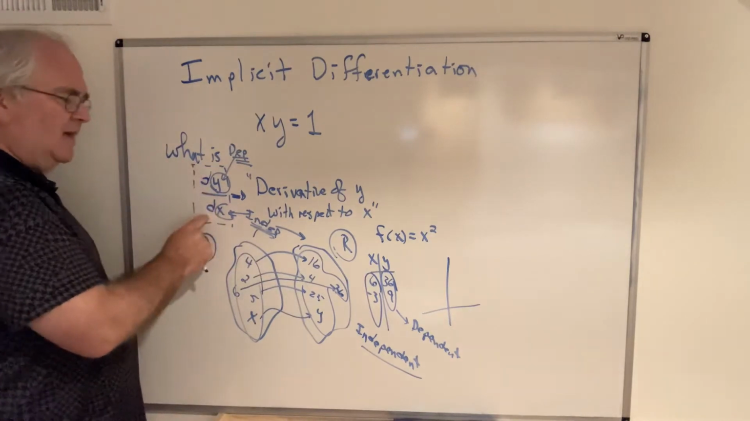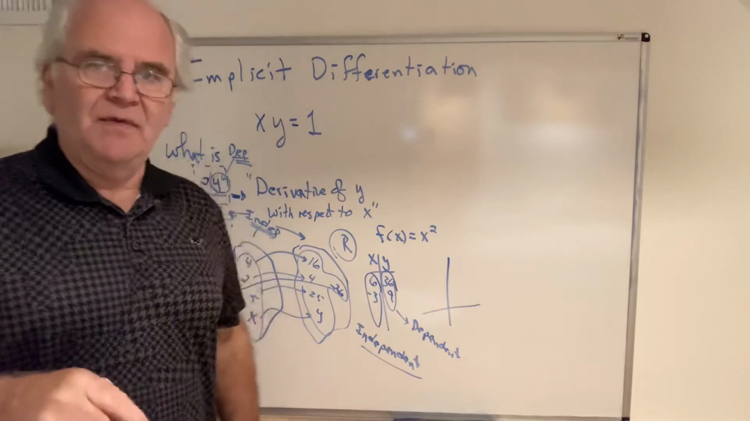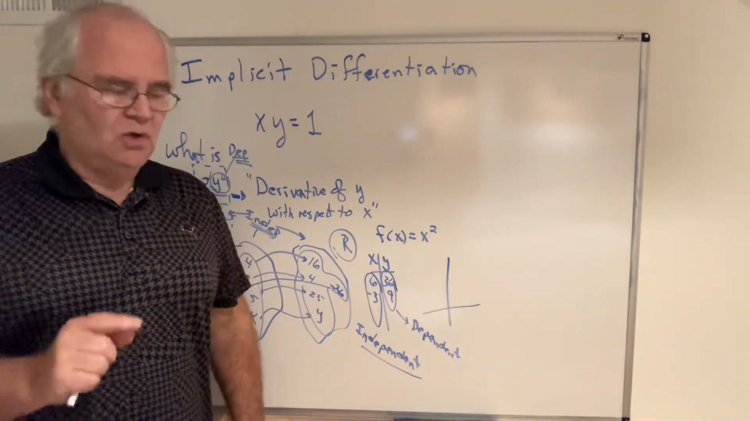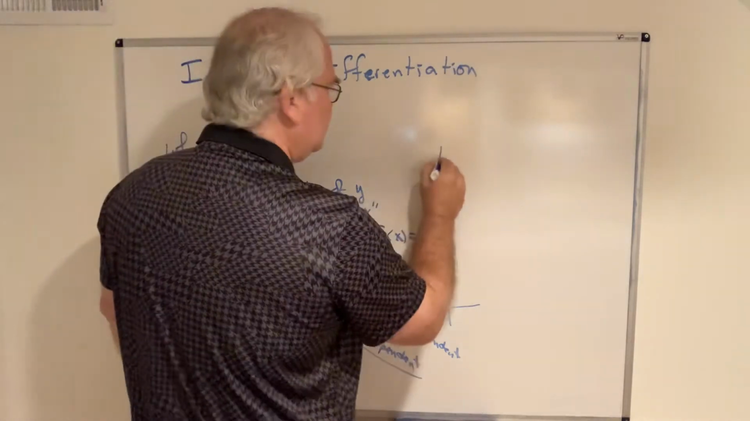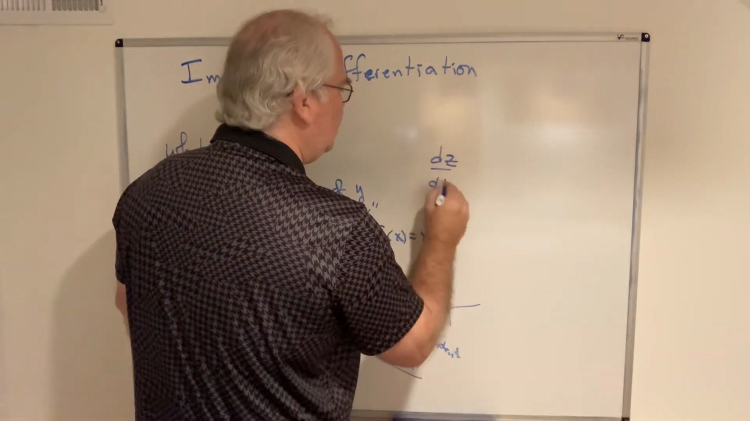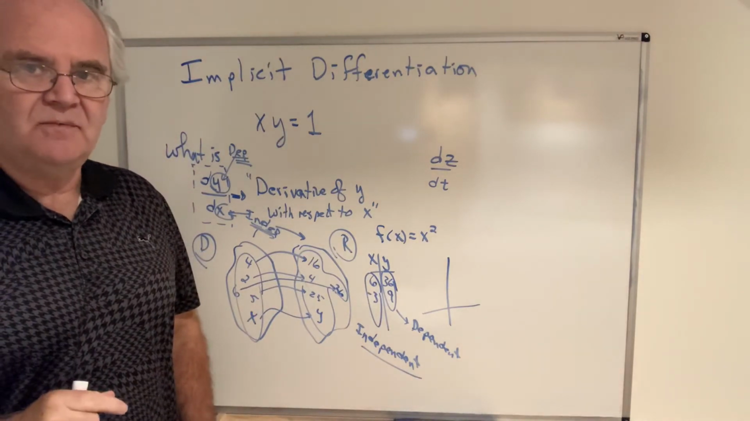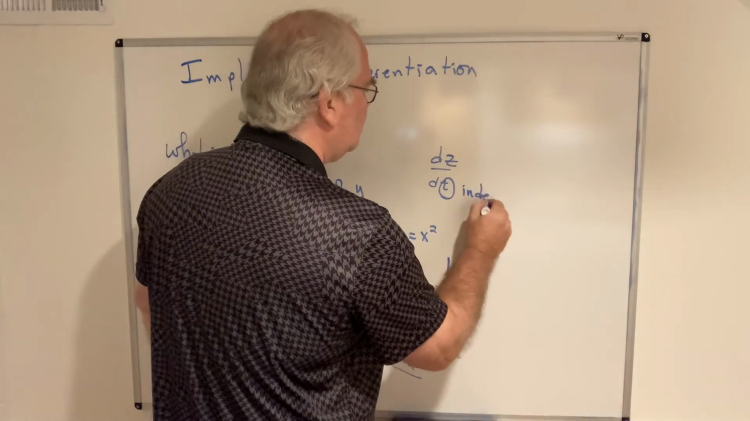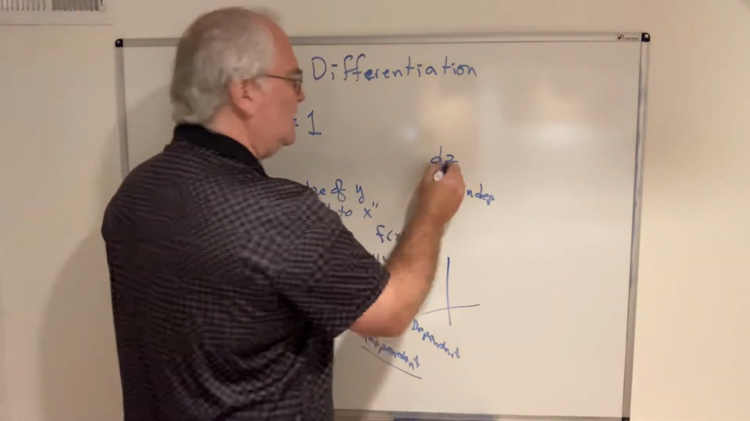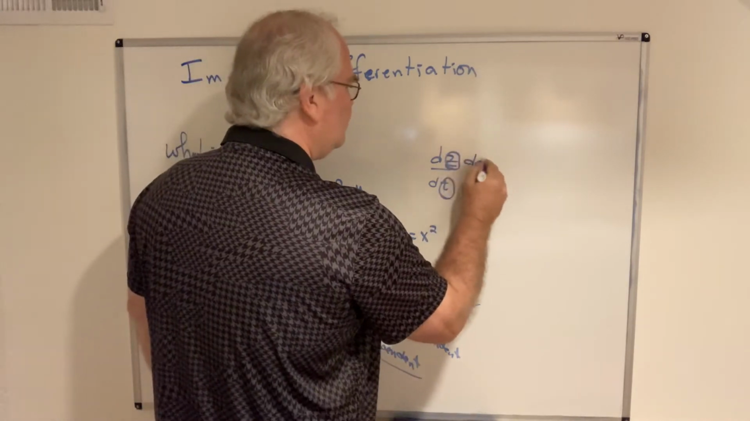dy dx, x is the independent variable. Now, if you hang around the coursework long enough, you're going to get into Calculus 3, and you'll do things like this: dz dt. Which variable is independent? t is independent. z is dependent.